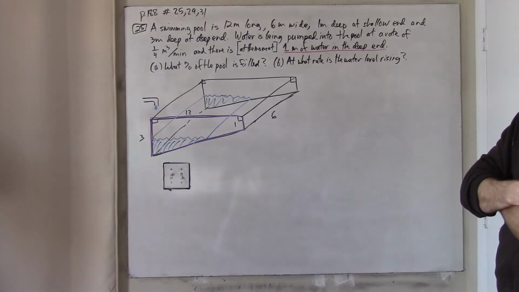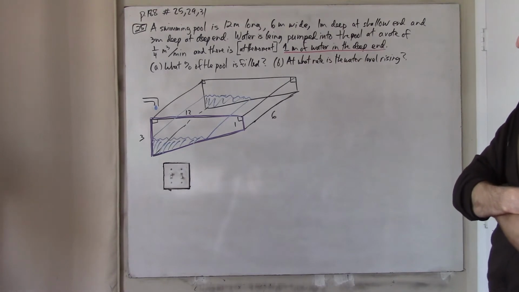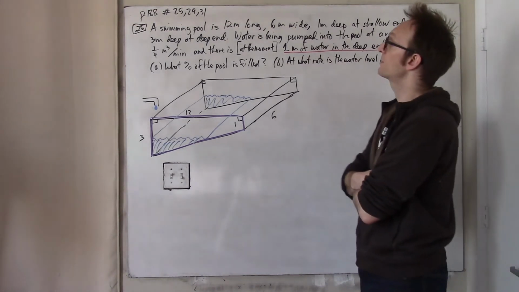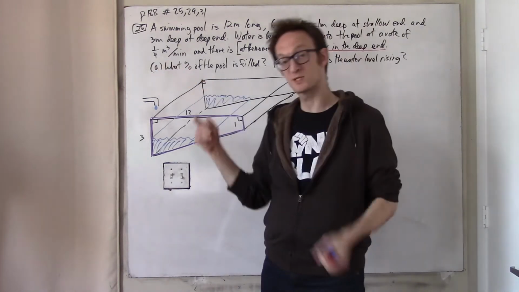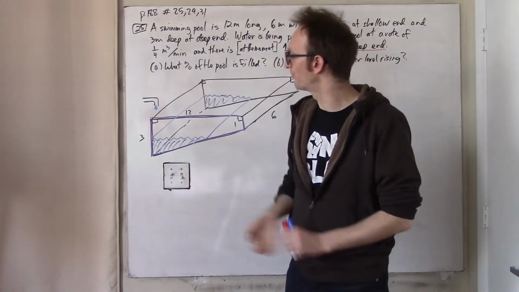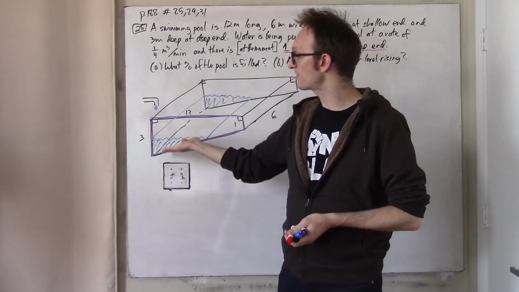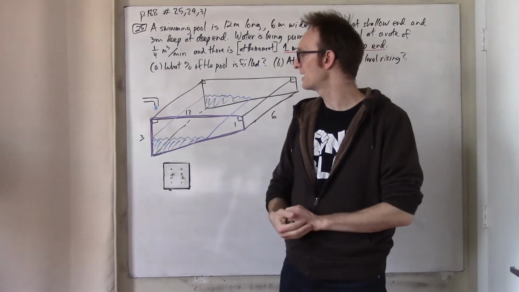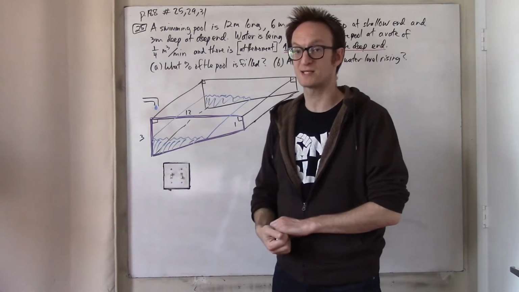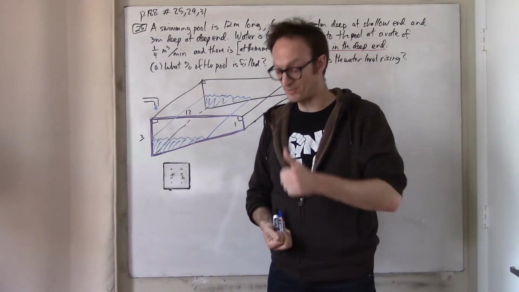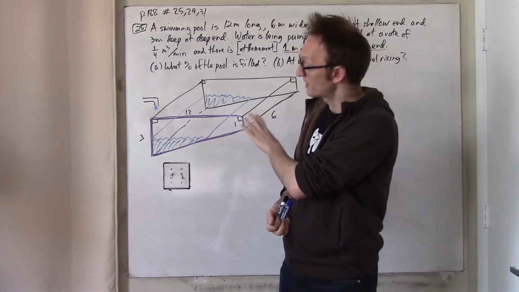What's happening? Water is being pumped into this pool. The pool is of a particular shape, and the water is being pumped in at a constant rate. What is the water doing? It's filling up the pool. And as it fills up the pool, the water level keeps rising. So okay, read and understand the problem. Draw a picture. I think we've done that.